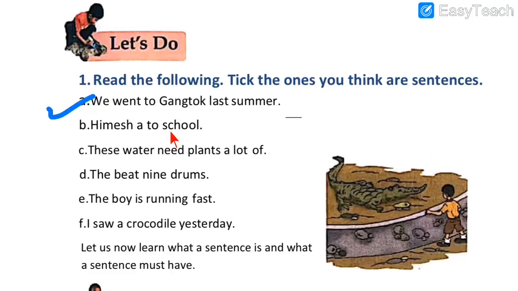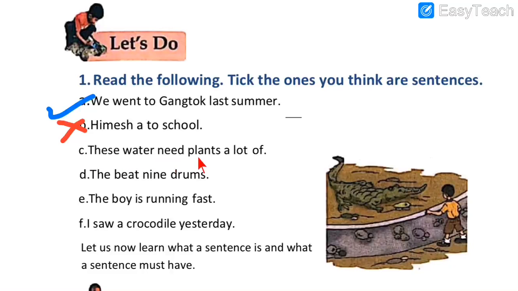Then number 2: Himesh to school. Is it a sentence? Do you think it is a sentence? No, it is not a sentence. It is incomplete. So we put a cross mark because it is not a sentence. Himesh to school. There is no verb over here. So it is incomplete.